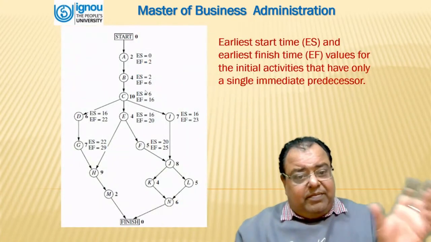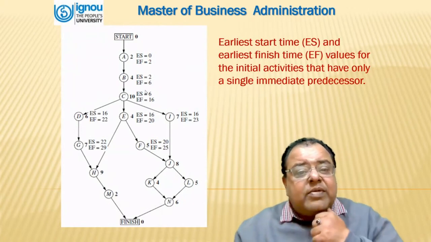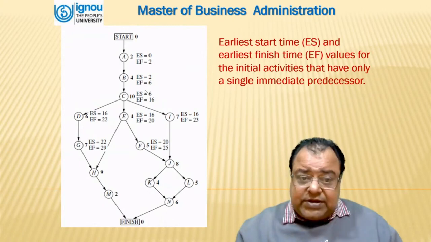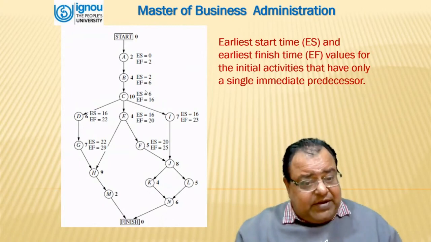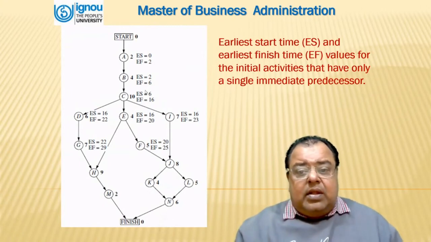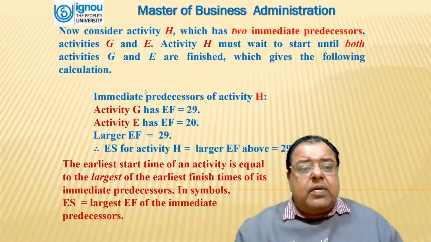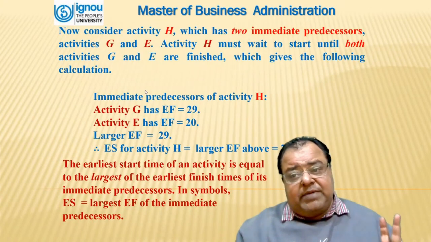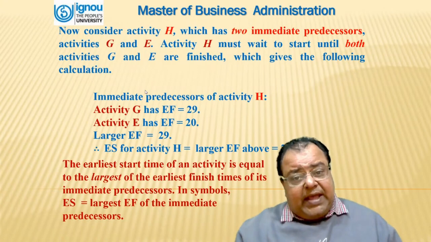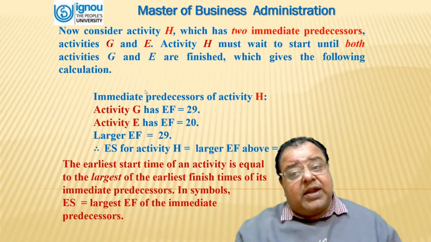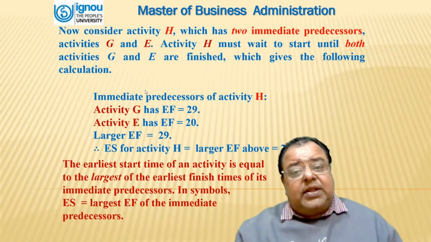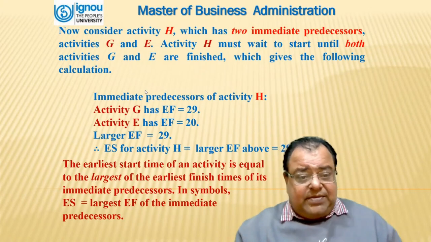Here, the diagram has been drawn. We can see the earliest start and earliest finish of each activity. Now consider activity H, which has 2 immediate predecessors, activities G and E. Activity H has to wait to start until both activities G and E are finished, which gives the following calculation.